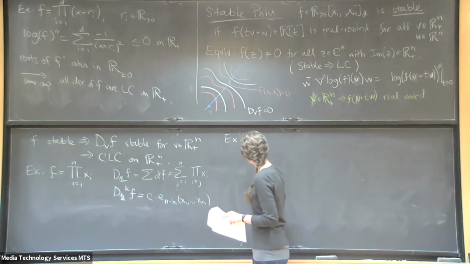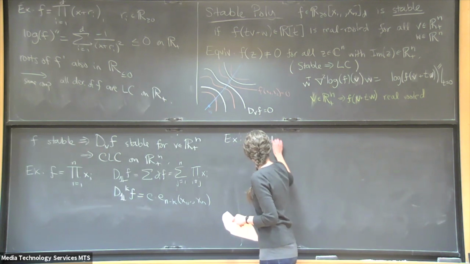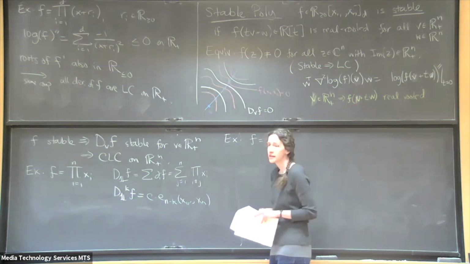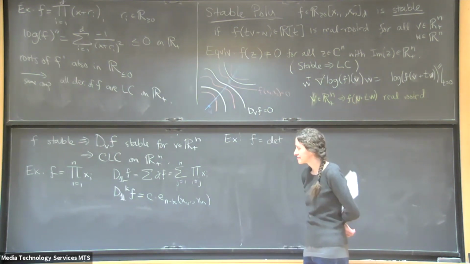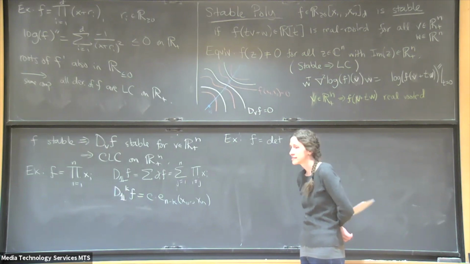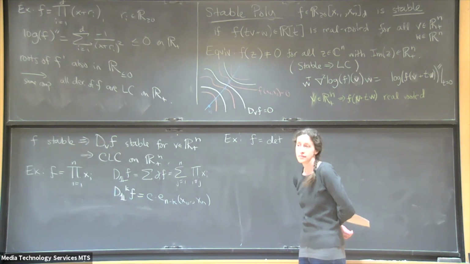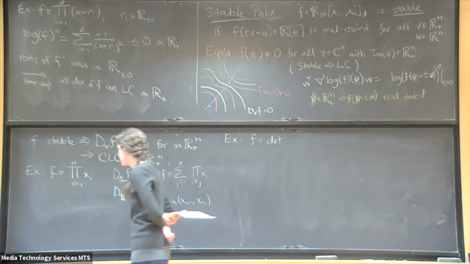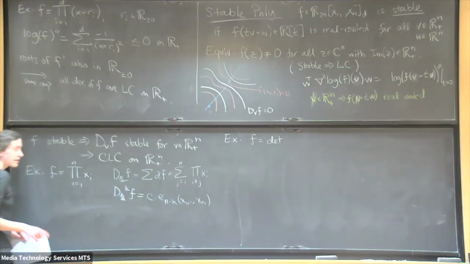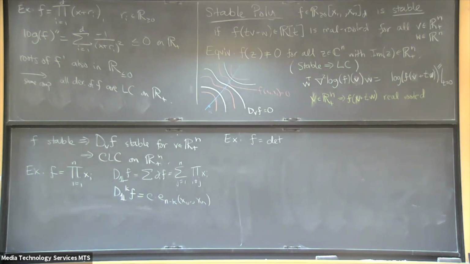Another way to get these, as I said, is by taking determinants. So instead of products of x_i, you take products of linear functions of the x_i with no negative coefficients. Yeah, absolutely. You can also multiply two of these together.